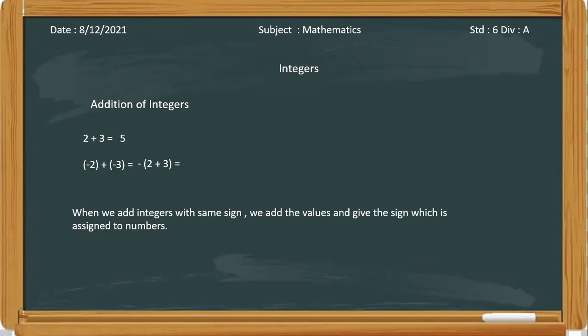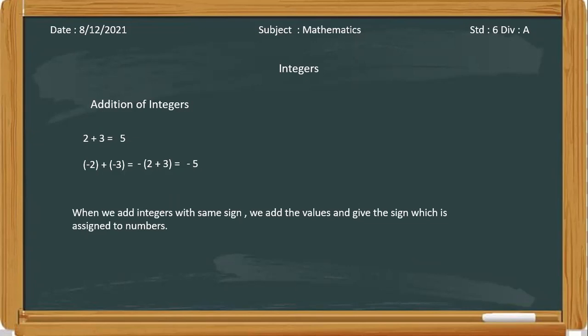So 3 plus 2 is 5, right? Yes, ma'am. And what is the sign given to the numbers? It's negative. So according to the rule, we add the numbers and give the sign which is assigned to the numbers. Here the numbers have a negative sign, so our answer will also have a negative sign, which is minus. So our answer is -5. Addition of two integers which have the same sign is easy. We just add the numbers and give the sign assigned to the numbers.